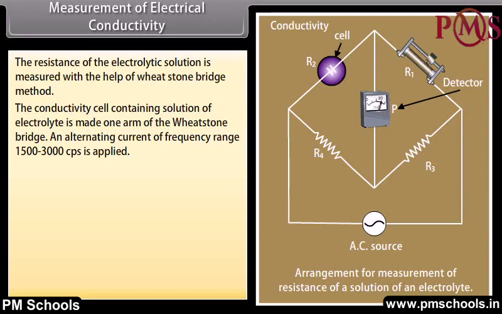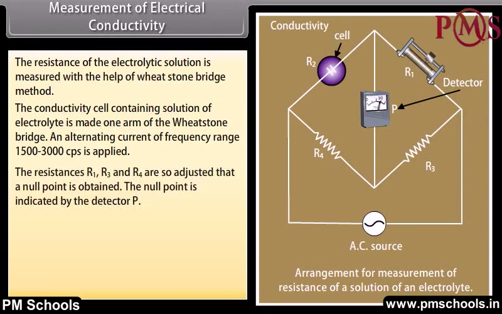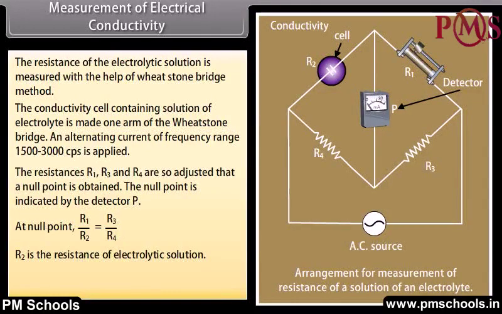near the electrodes, resulting in polarization effects. The resistances R1, R3 and R4 are so adjusted that a null point is obtained. The null point is indicated by the detector P. At null point, R1/R2 is equal to R3/R4. R2 is the resistance of electrolytic solution.